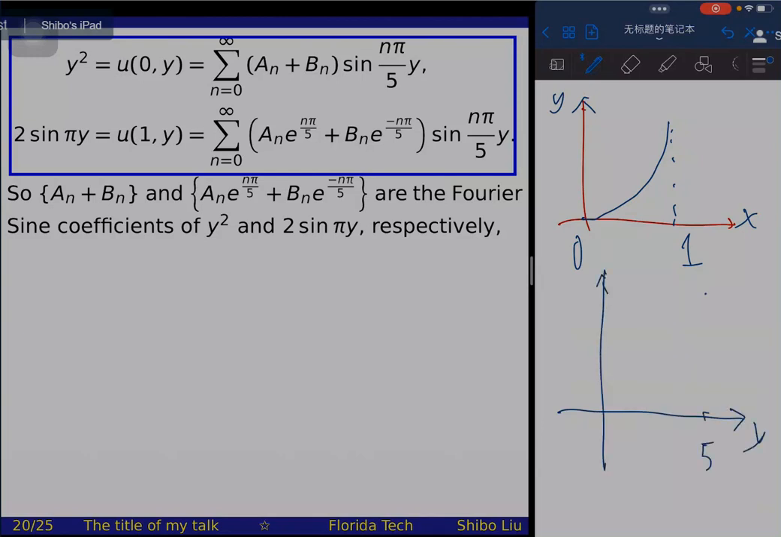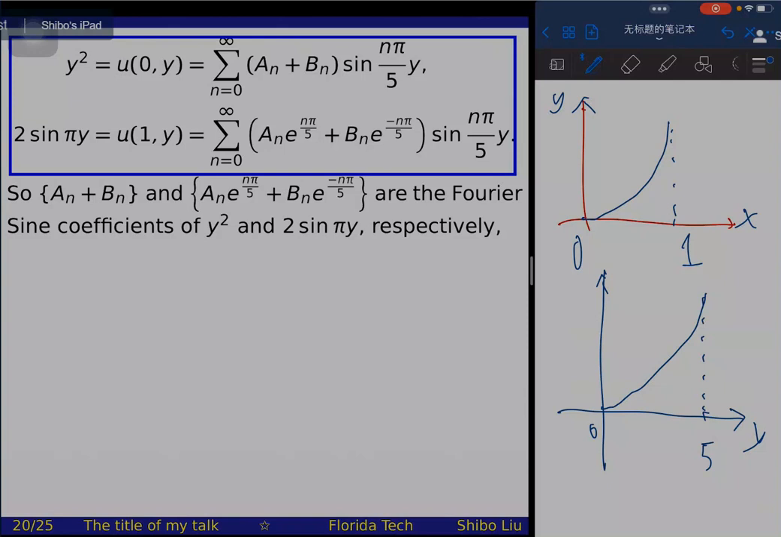So y squared is this function. It is defined on the interval 0, 5, so it can be expanded as a Fourier sine series. Now, the first equality here means that an plus bn consists of the coefficient of the Fourier sine series.